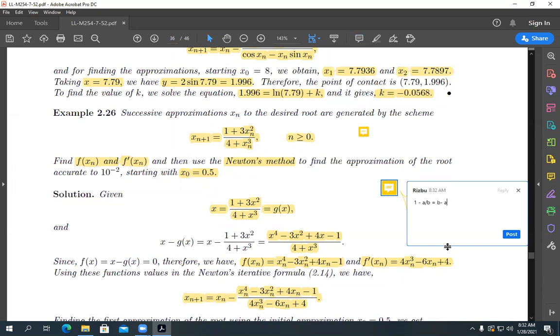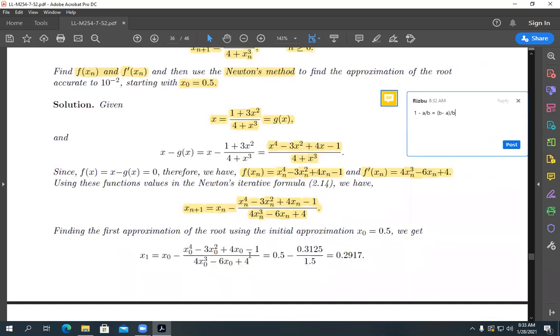B minus A divided by B, because this is the LCM we have here. So here we multiply 4 plus x cubed by x. Then you have x times x cubed, x to the 4, plus 4x, open the bracket, minus 1, minus 3x squared. So this is what we have.